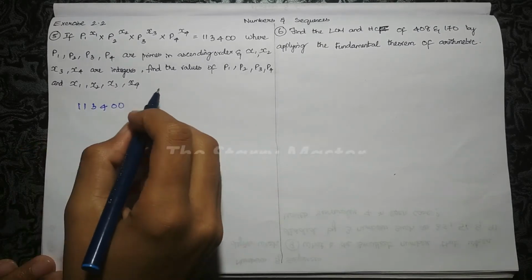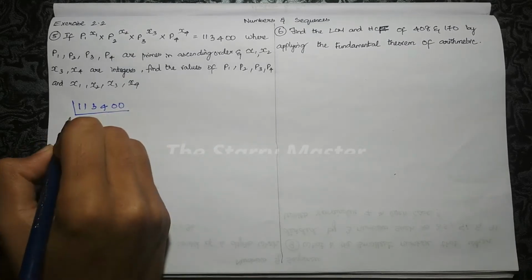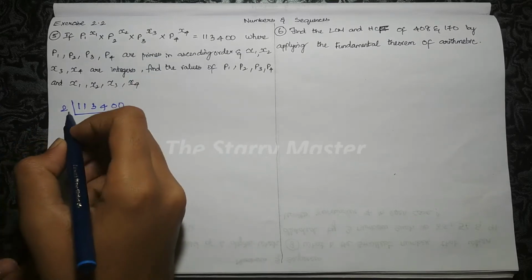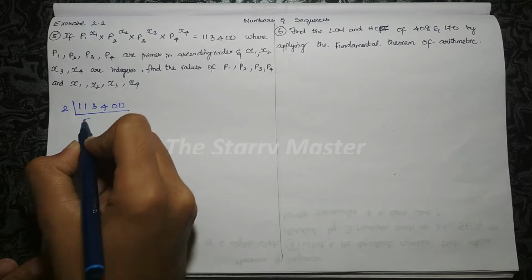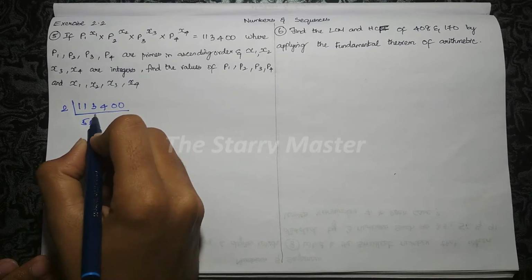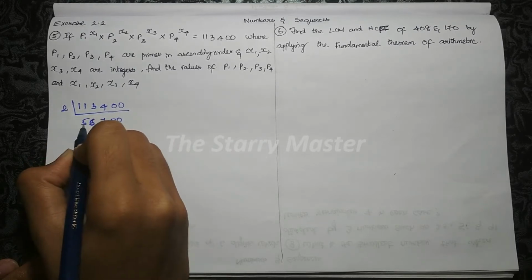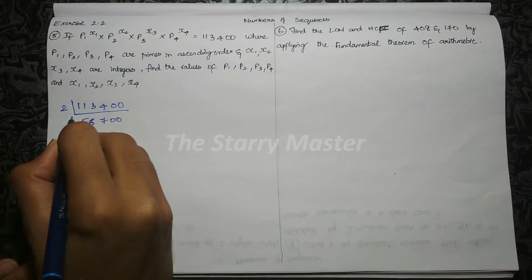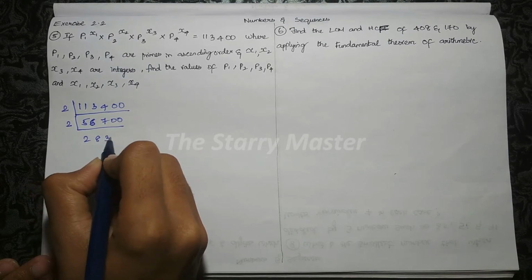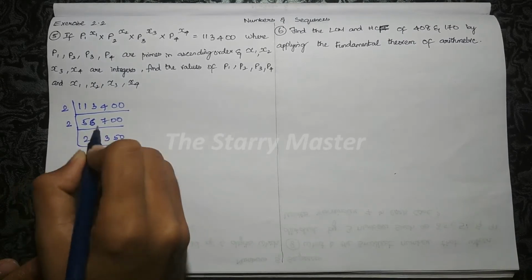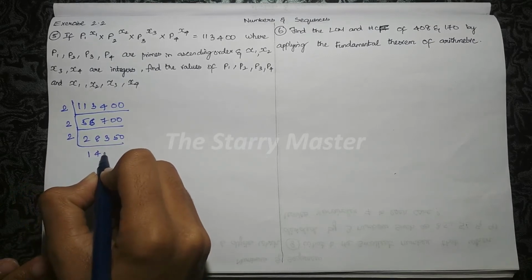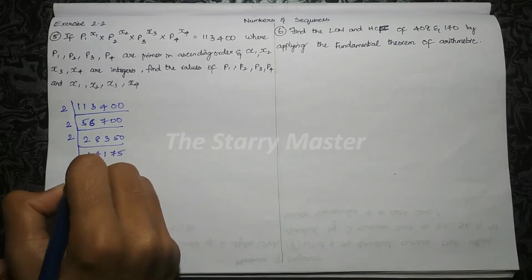The number given here is 113400, so we have to take the LCM, and the divisor should always be a prime number, so we will take 2. We divide and write the quotient here: 56700. Then we divide by 2 again and get 28350, and again for 14175 we get that value.